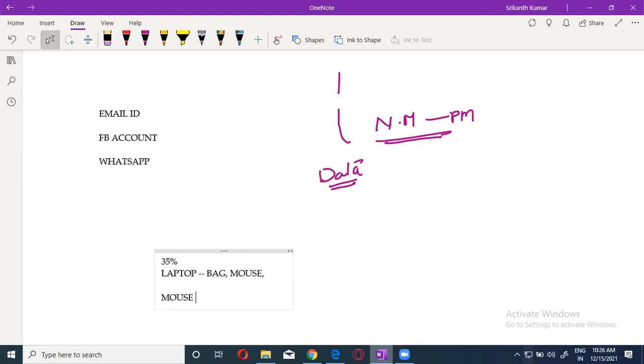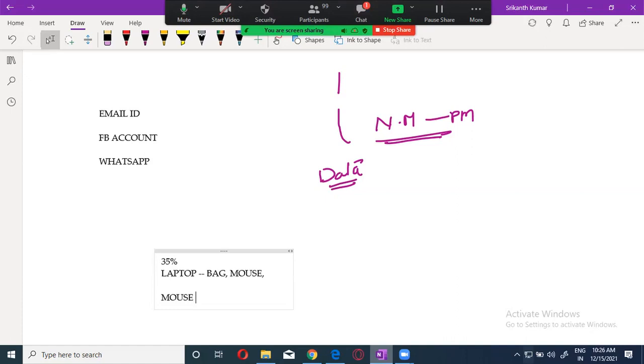Why? Because you already have the laptop, then only you will buy the mouse. Otherwise, you will not buy the mouse, right? The same, based on this recommendation system, there are some companies which are making billions and billions of rupees. A simple example is Amazon, as I told you.